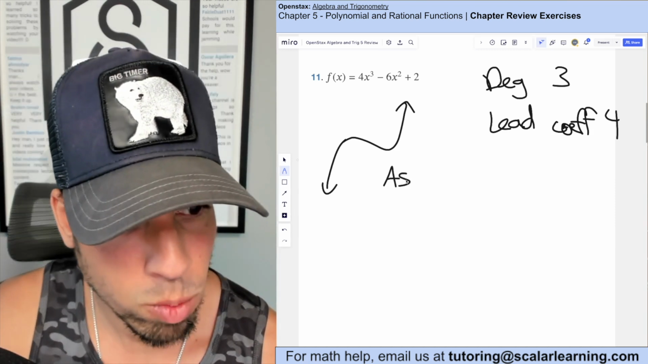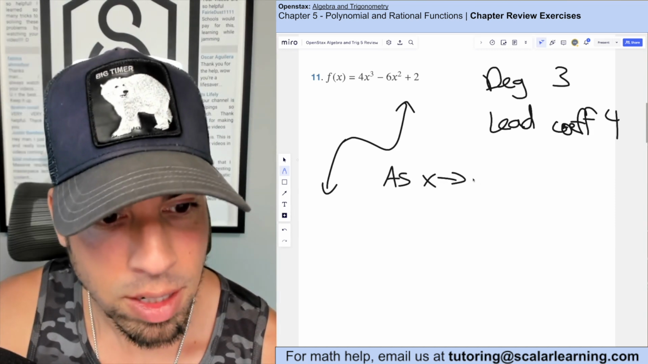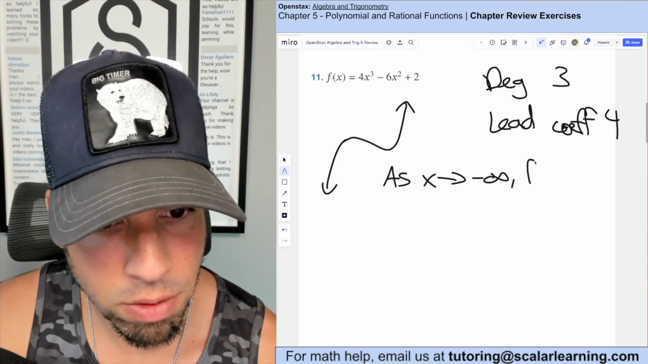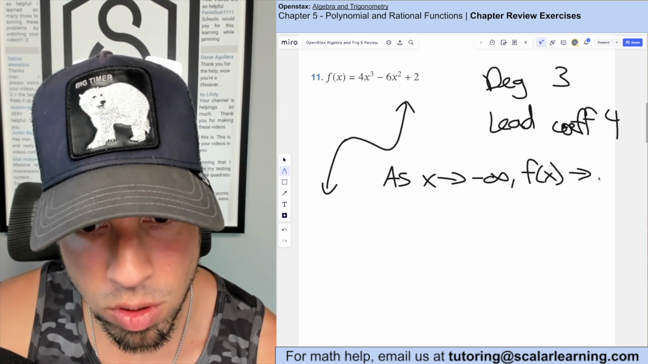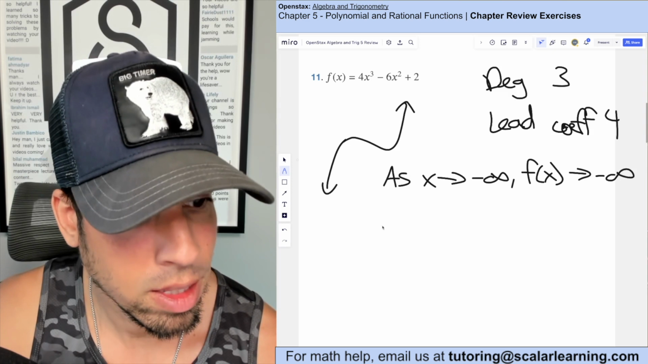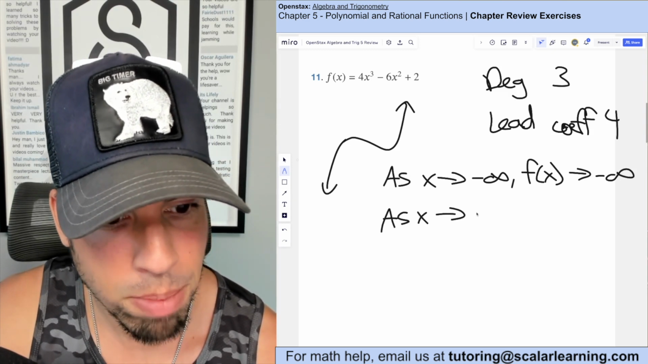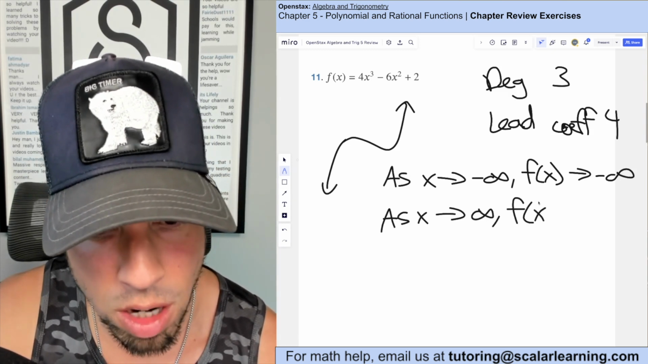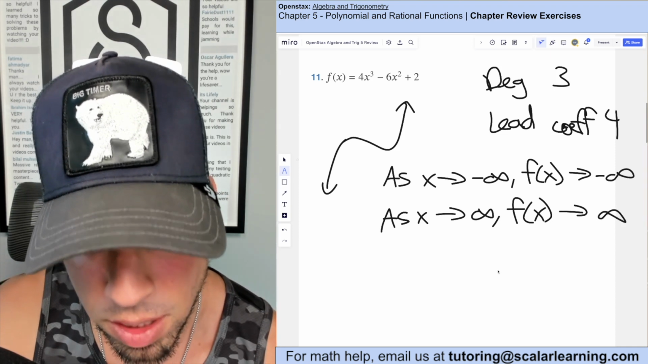So now to put it in formal terms, as x approaches negative infinity, as we mentioned, the function is also approaching negative infinity. It's going down. And then as x approaches positive infinity, the function value is going up, aka approaching positive infinity. Done.